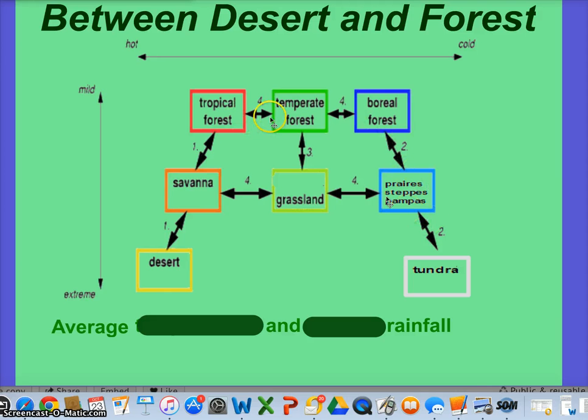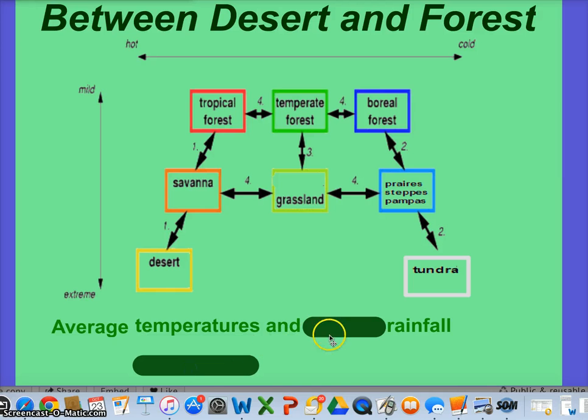So you've got all the forest here. And then there's also temperature-wise. They're average temperatures and average rainfall. So they're in the middle, categorized by both. And this map is showing you mild and extreme in terms of rainfall, and then hot and cold. And the grasslands are in the middle, okay?